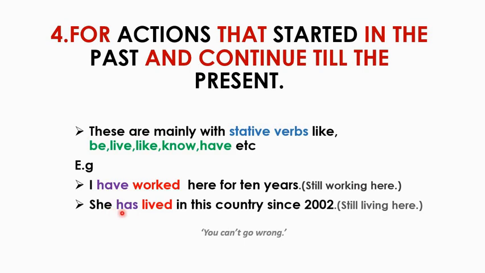Next example. She has lived in this country. She's still living in this country. She hasn't gone. She's still here. So again, we use the present perfect. Don't forget our rule. I have worked. She has lived in this country since. We're going to see the time expressions in the next lesson. Let's continue to the fifth one.